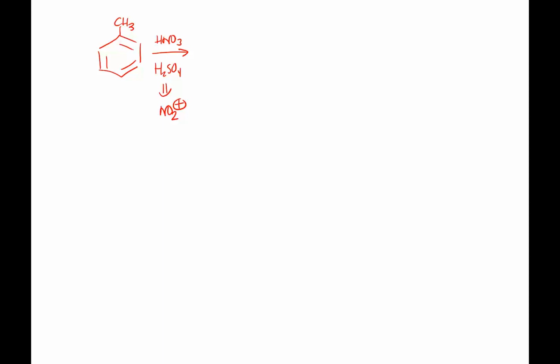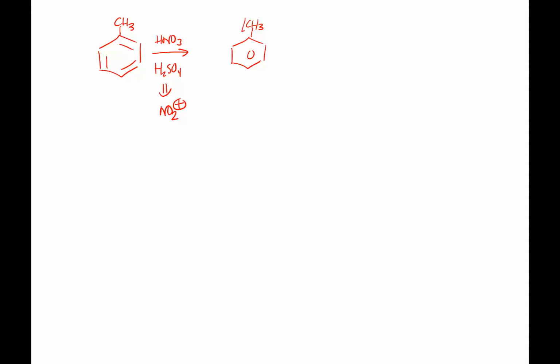So in this case we form a nitro group, and where does that go relative to the methyl group? So if I'm going to write the product or products of this reaction, where am I going to put the nitro group? Meta? Ortho, para? So what is it?